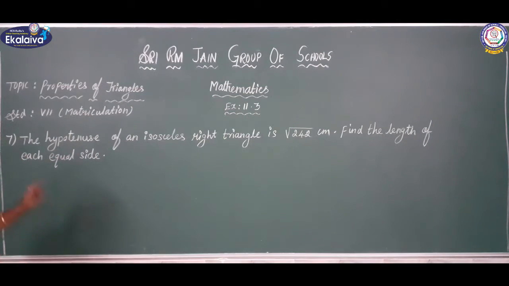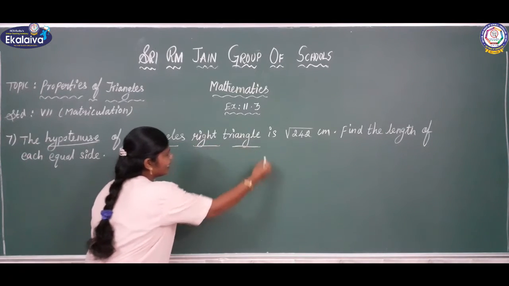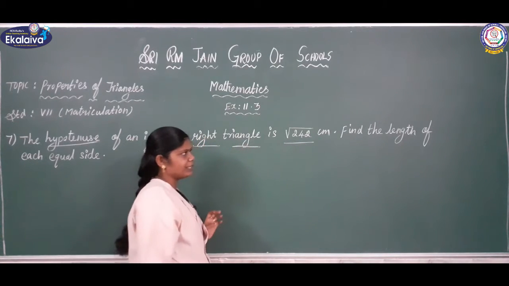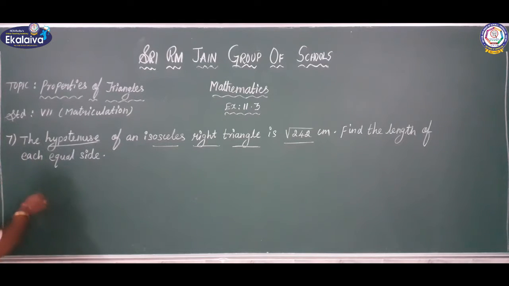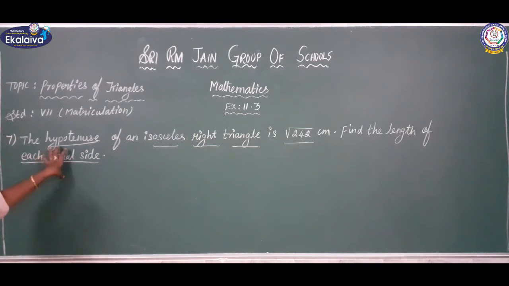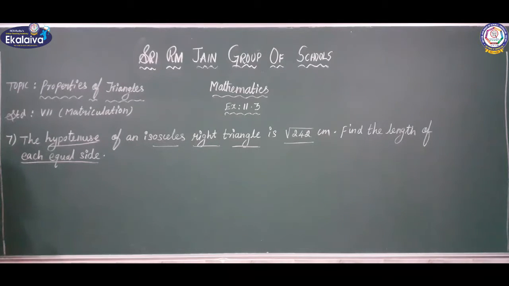Okay, see the 7th one. The hypotenuse of an isosceles right triangle is root of 242 centimeter. Find the length of each equal side. So here what is given, children? Hypotenuse is given. Then we need to find out the length of the equal side.